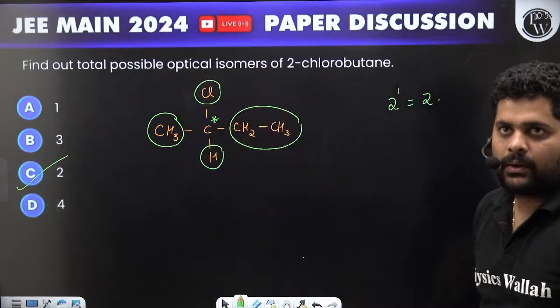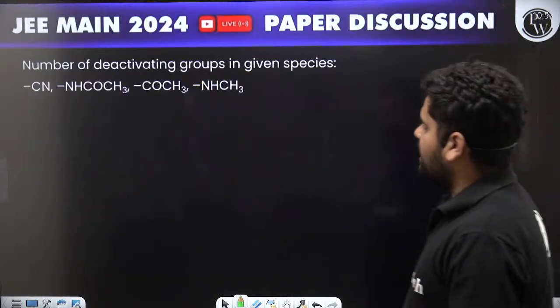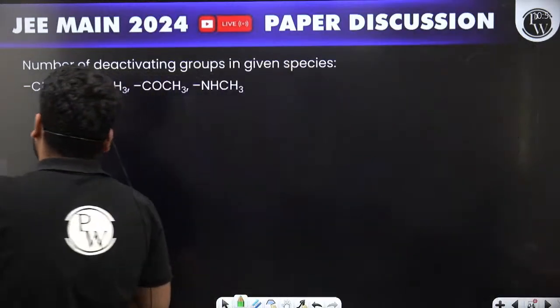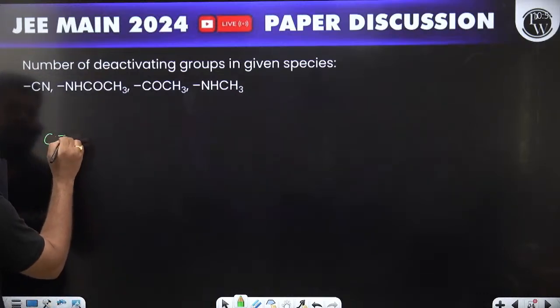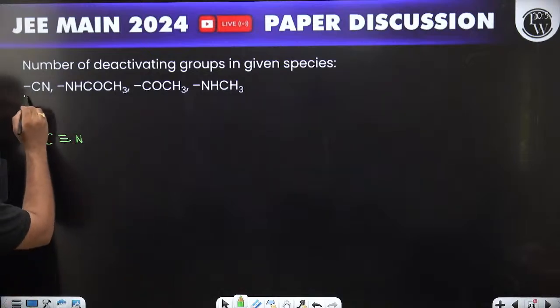That's it. Next one: the number of deactivating groups in the given species. If you have a C triple bond N, it will actually pull the electrons from the ring. So this is a deactivating group.